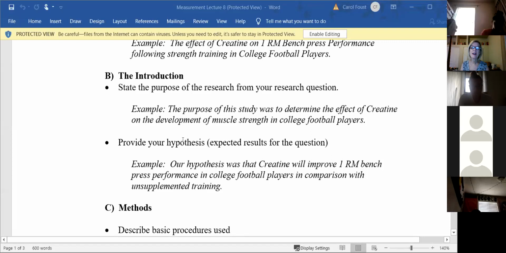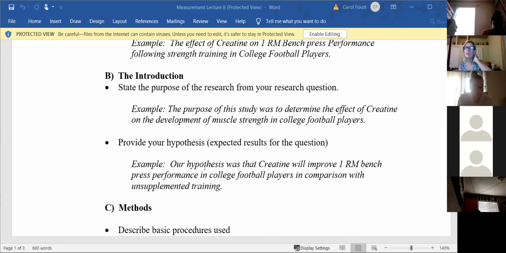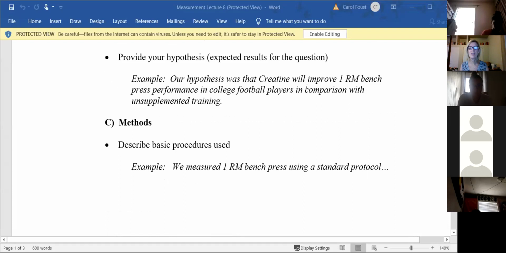If this had said, the hypothesis is that creatine will show no improvement in the one rep max bench press performance, that would be a null hypothesis, and then you'd look at the two-tail results. Okay, but this is a one-tailed test. Based on some of the research the researchers saw out there, creatine tends to show some impact, so they said we think it's going to increase. So they would look at the one-tailed test results.